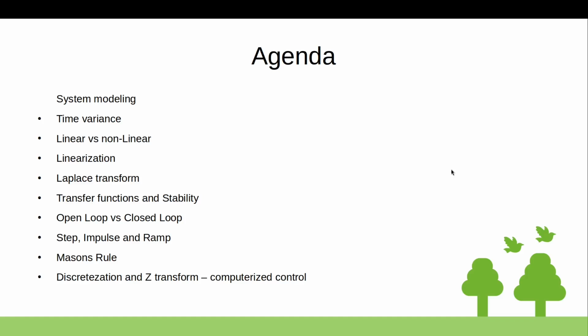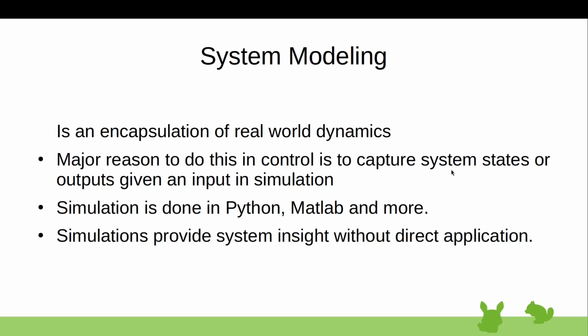But before that, what is system modeling? It is an encapsulation of real world dynamics. And what do I mean by that? Well, for example, you have a crane that you want to make. So you make a free body diagram and you get its equations mathematically, and basically in that sense you have its model. So you don't really need the crane to be there to know what it can do.